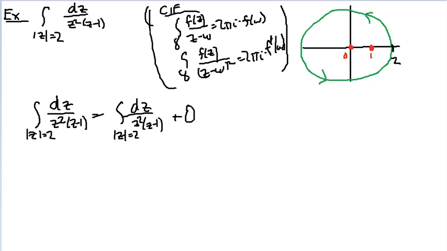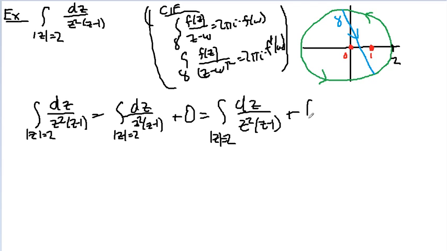And that is, I'm going to draw a line right down there in this direction. And I'll call this curve gamma. And so then what I can say is that this is equal to the integral dz over z squared times (z minus 1), |z| equals 2, plus the integral over gamma of dz over z squared times (z minus 1), plus the integral over negative gamma, so they cancel themselves out.